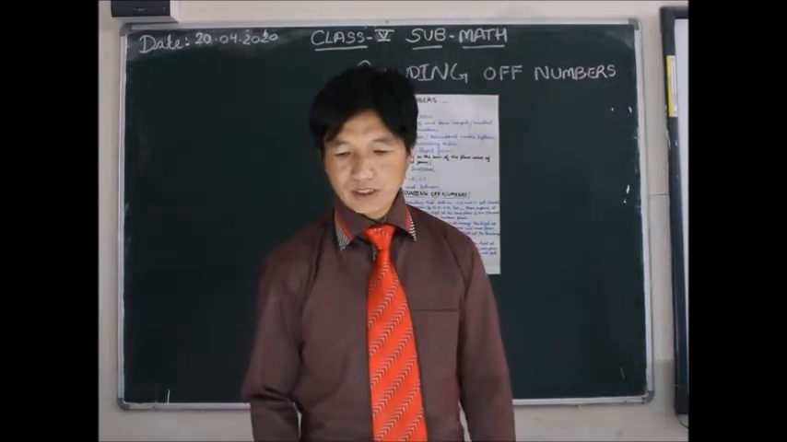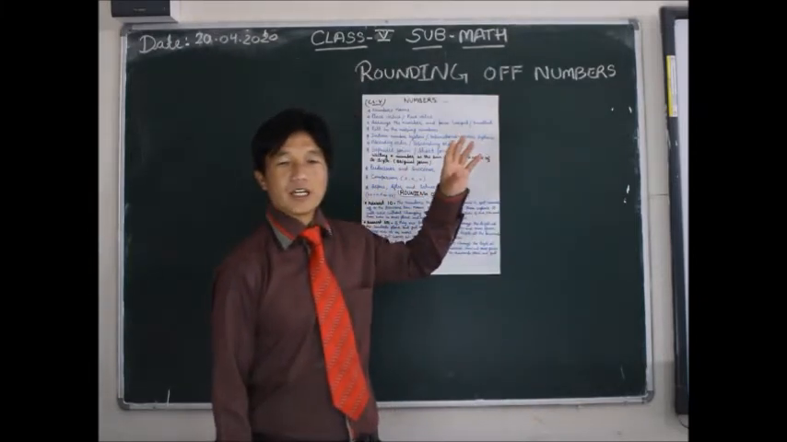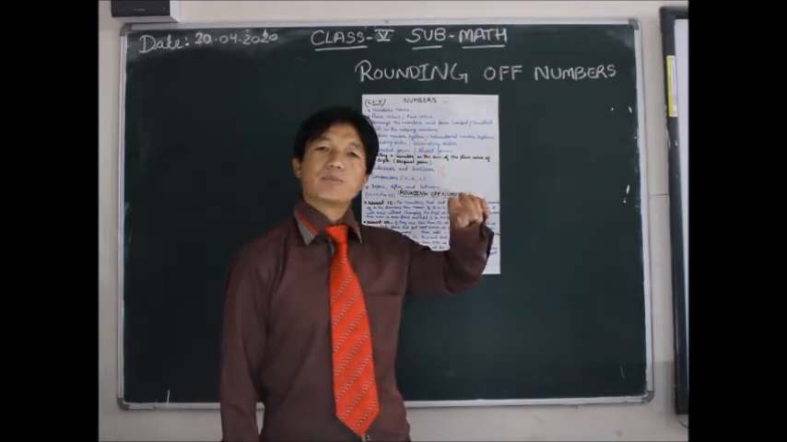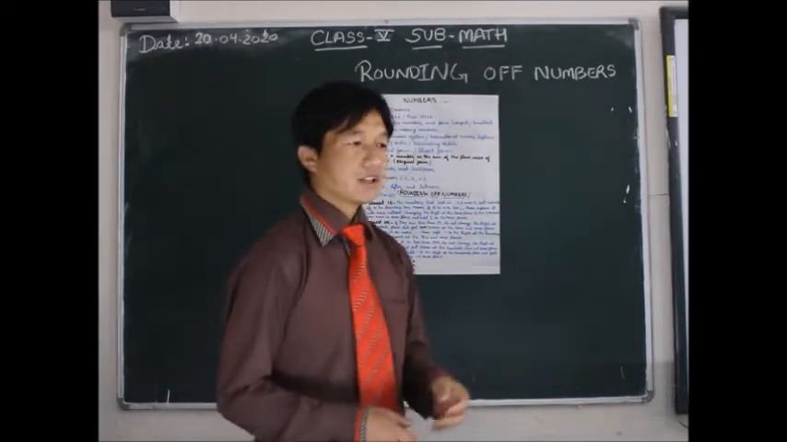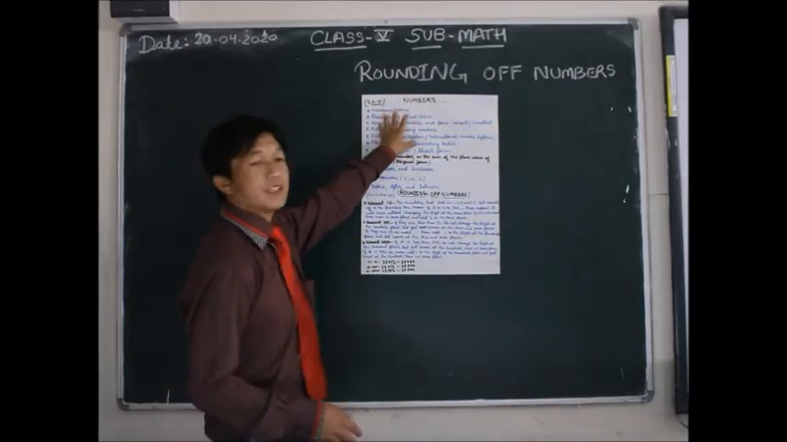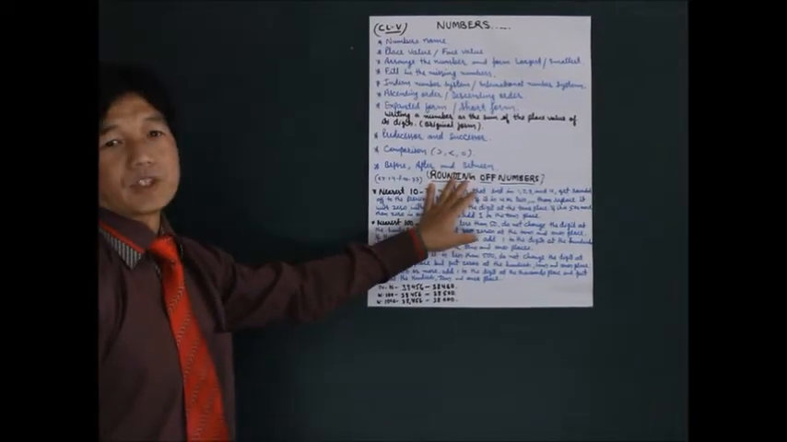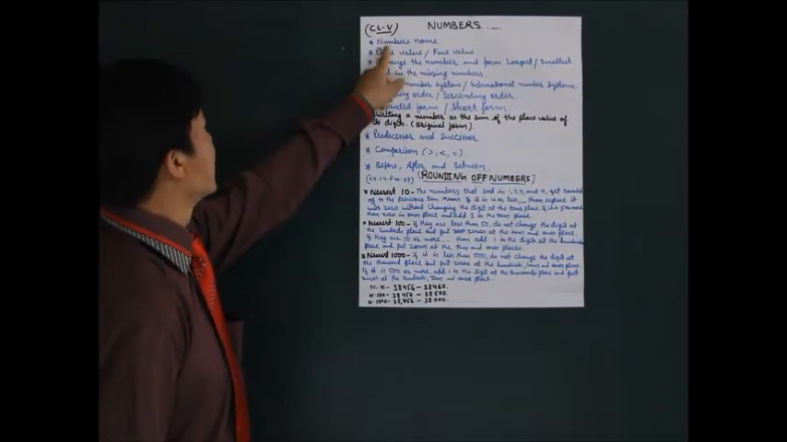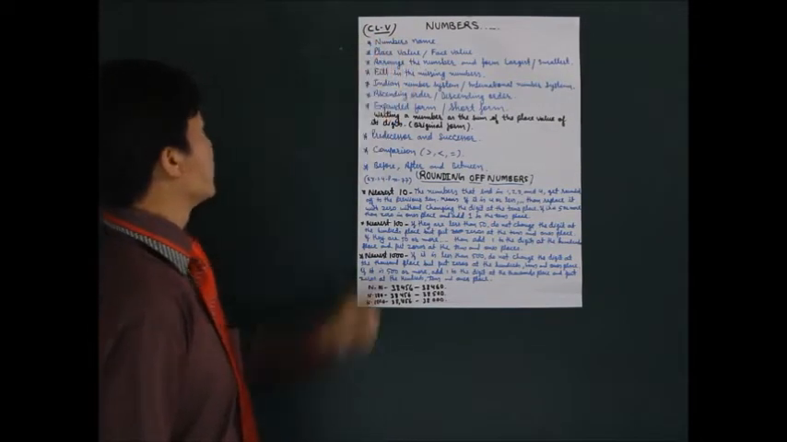Okay. So today I'm going to teach you about math. First of all, I'll recall once more, going back to the previous chapter, whatever we have done in class. Previous class we have done numbers, from chapter 1. So they are number names. This already we have done: number names and the place value and face value.